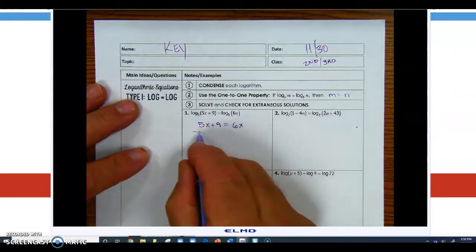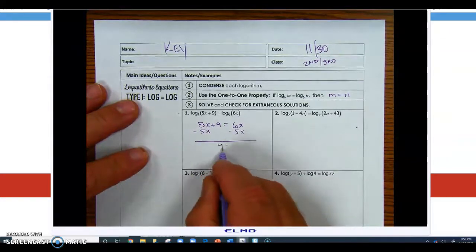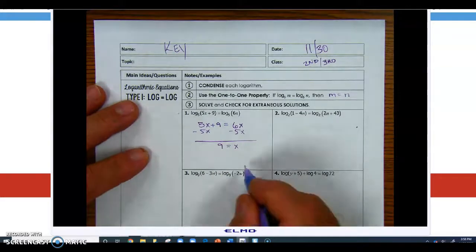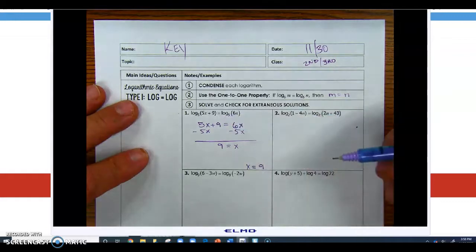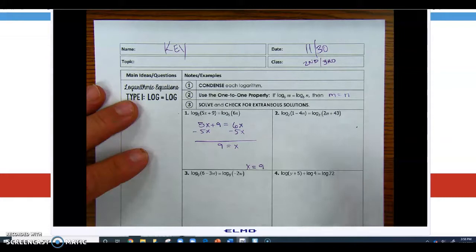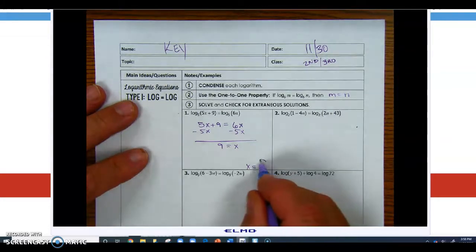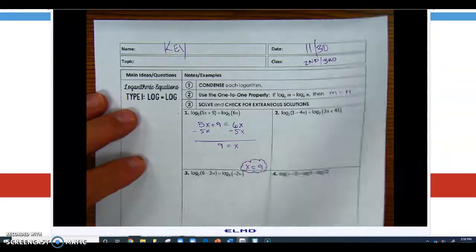Subtract 5x from both sides. 9 equals x. So there we go, we're done. If I plug it back in there, I'm going to get log of 54 equals log of 54, which is true. So I just checked for extraneous solutions, and there's not any. All right.